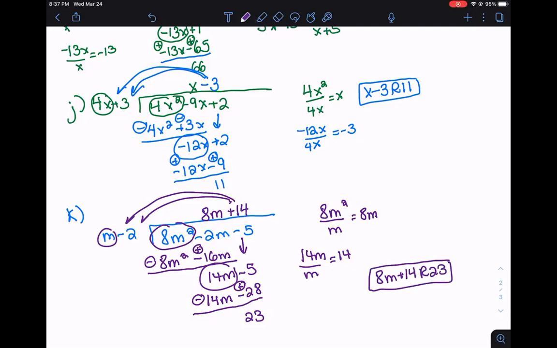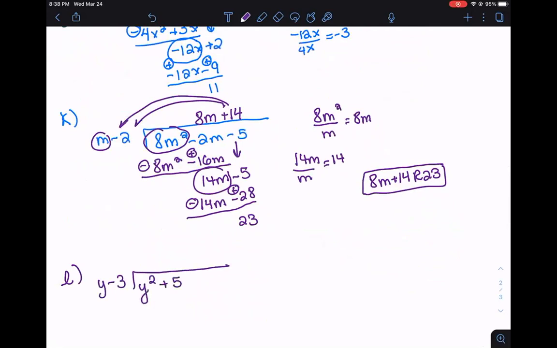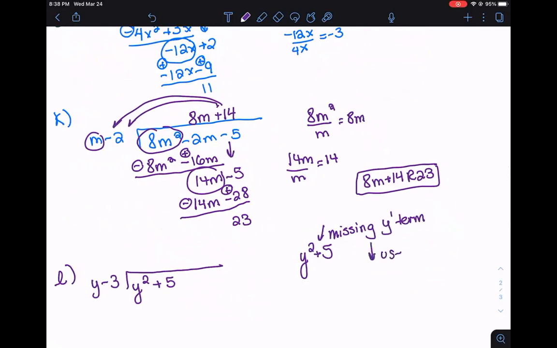Okay, so now I'm going to get to L. What I hoped you learned about with L is that you had a y minus 3, but then you had a y squared plus 5. Now, the problem is that when you have y squared plus 5, you are missing the y to the 1 term, or the y term. So you're going to use 0y as a placeholder.